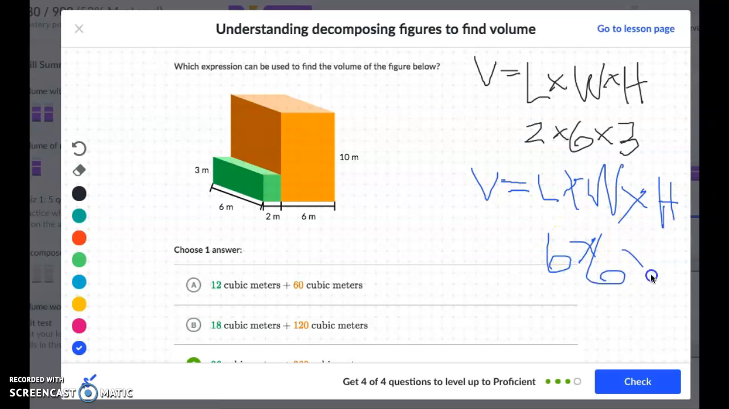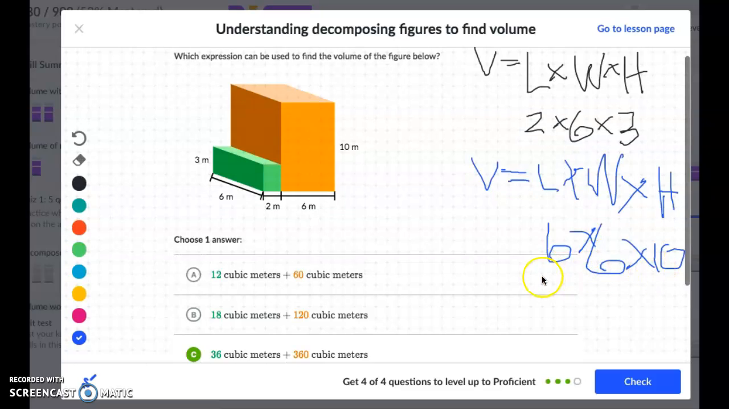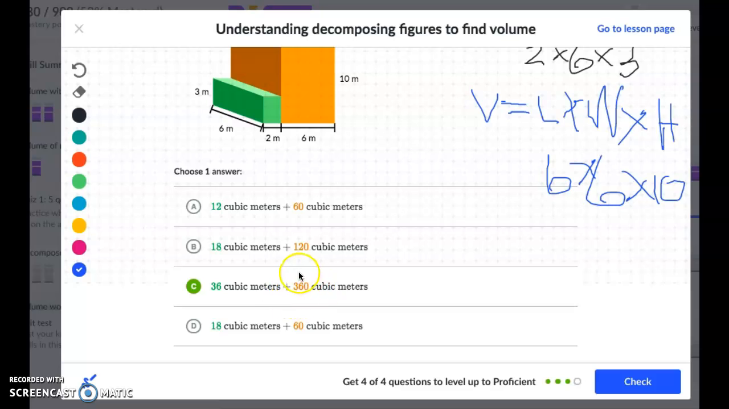And then how tall is it? It's 10 tall. Okay, so 6 times 6 is 36. And then times 36 by 10 is going to give me 360, which is what we had right here. So C is our best option.